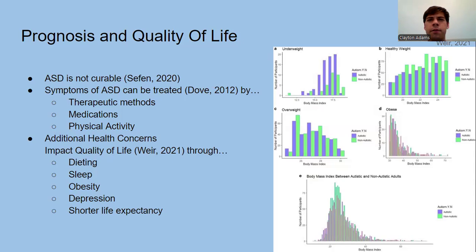Looking at their quality of life, there is some concern found for persons with autism regarding their diet, their sleep, increased rate of obesity, increased depression, and a resulting shorter life expectancy. The chart here on the right hand side of the screen shows the comparison of the rate of being underweight or obese for autistic people versus those that are non-autistic.